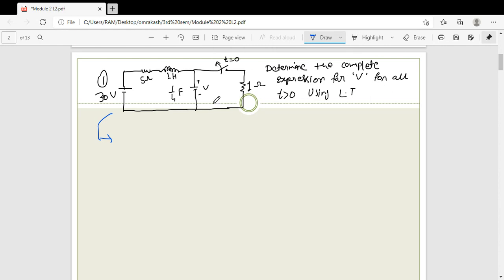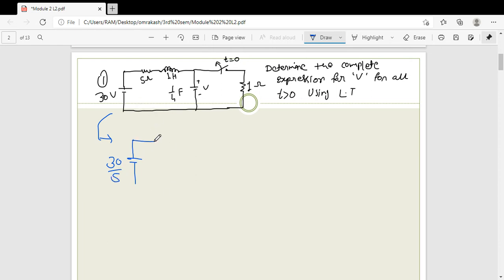Now see, whenever a switch is given, that means the circuit acts as a step input, right? So here 30 volt is given to you. When you convert to the Laplace transform, you have to redraw the circuit. Now see, this voltage source in the Laplace transform is rewritten as 30 divided by S as a step input, right?